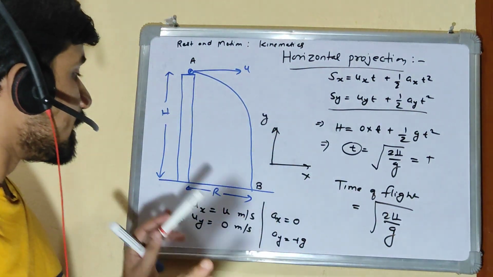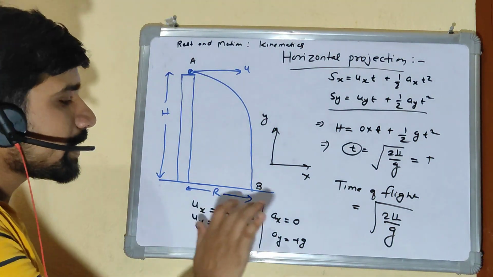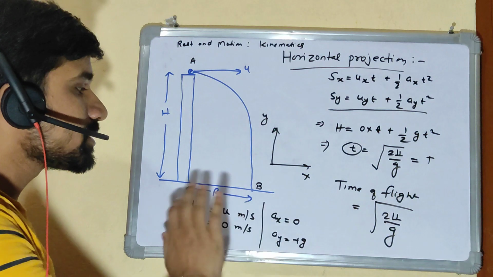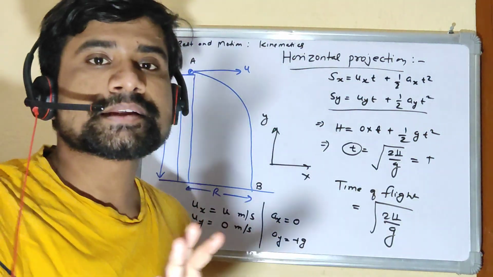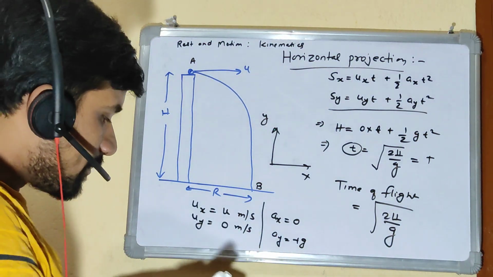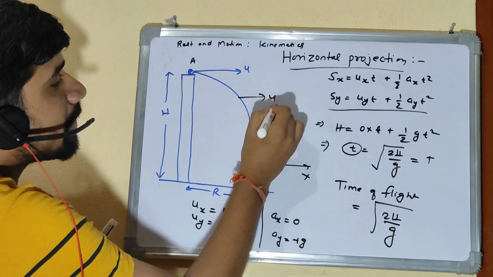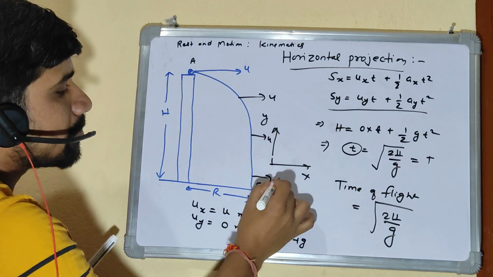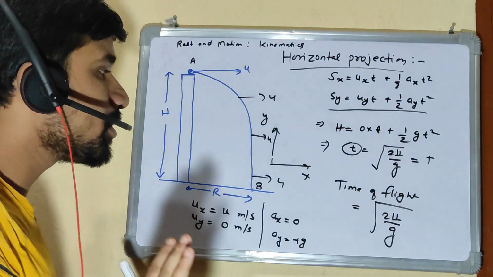Now let's understand that time of flight is under root 2h by g. Now if I need to find the range of this motion, right? Do remember that there is no acceleration along x direction. So at every point, the velocity along x will always be u, right? Velocity along y will keep on changing, but velocity along x will always be u.